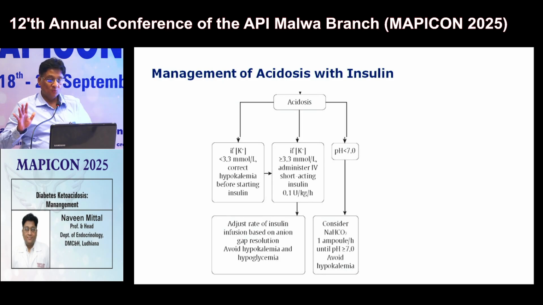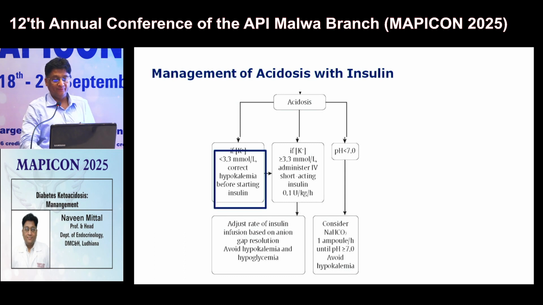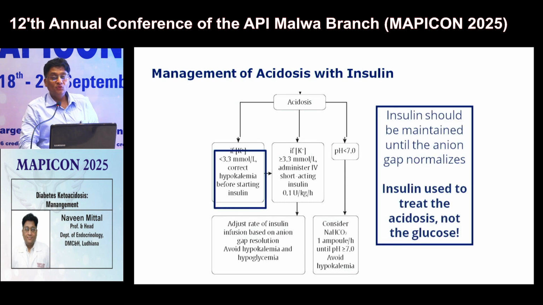If the potassium is more than 3.3, give insulin. If it is less than 3.3, first correct the potassium, then give the insulin. If pH is less than 7, or some people say less than 6.9, then only give bicarbonate. Insulin is given to correct the acidosis and the anion gap, but also to lower blood sugar. Even if the blood sugar has become normal, if acidosis is persisting, continue to give IV insulin.